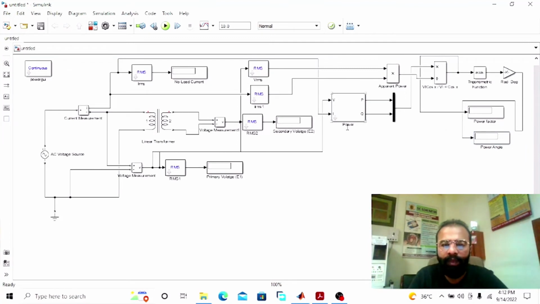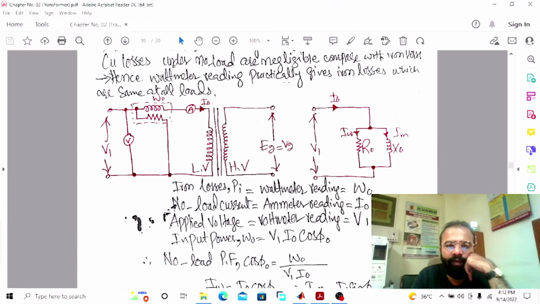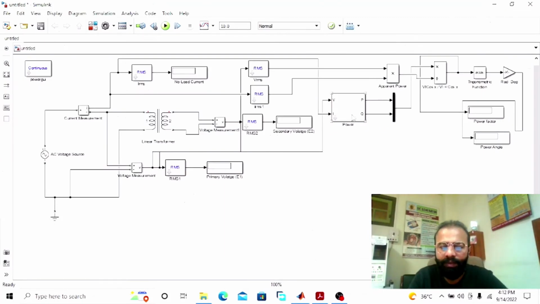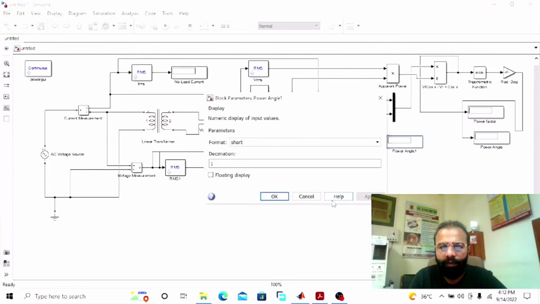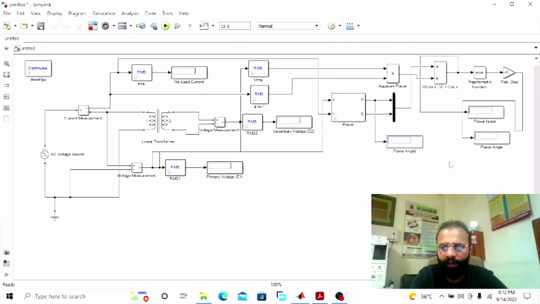Now also we need to measure the active power. The wattmeter reading will give us practically the iron losses, which are the same at all loads. So this active power can be given by this power block. We need another display, so connect it with this one. Now this display will give us the reading of active power in watts. This voltmeter will give us the secondary side voltage. This voltmeter will give us the primary side voltage.